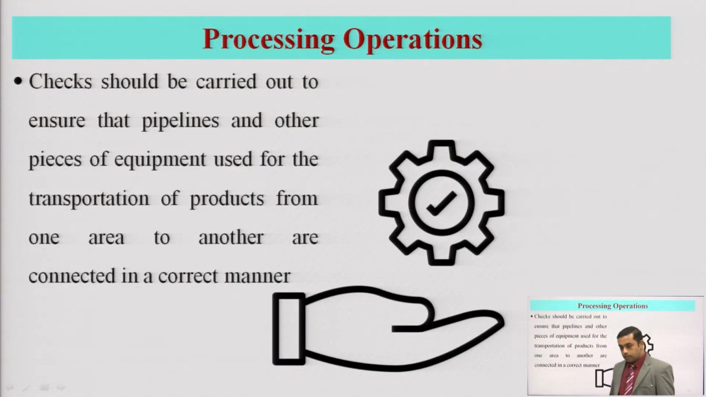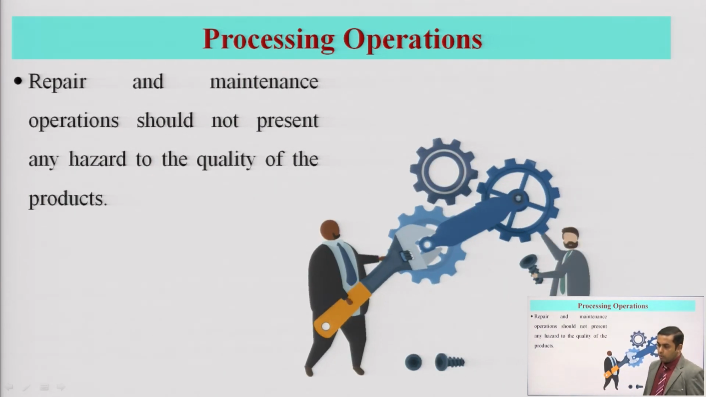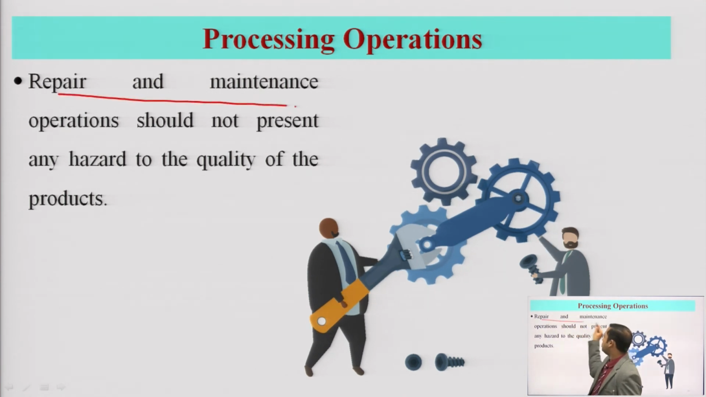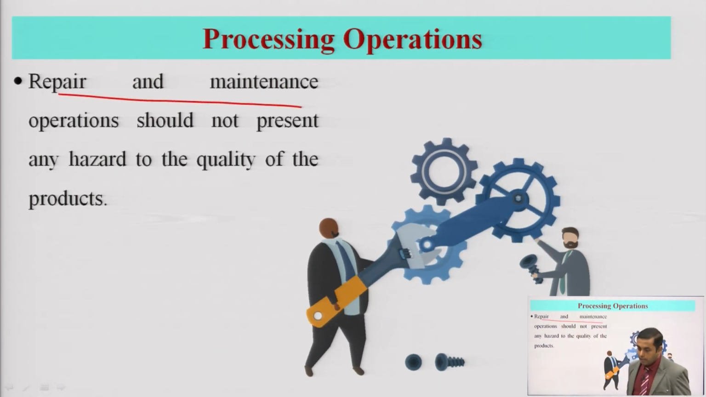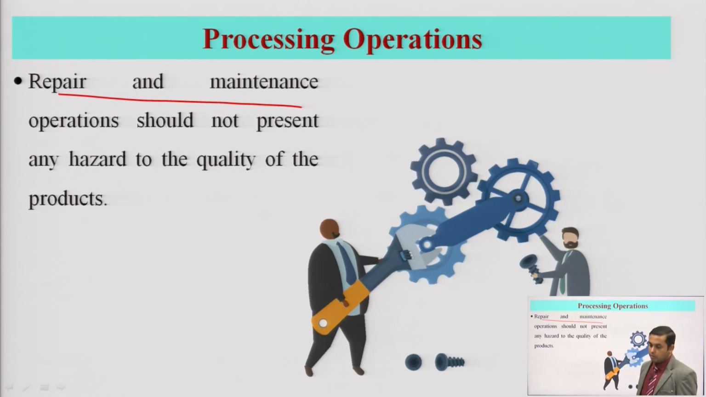Checks should be carried out to ensure that pipelines and other pieces of equipment used for the transportation of products from one area to another are in order, and also for repair and maintenance. This is very important also. Repair and maintenance operations should not present any hazards to the quality of the product.